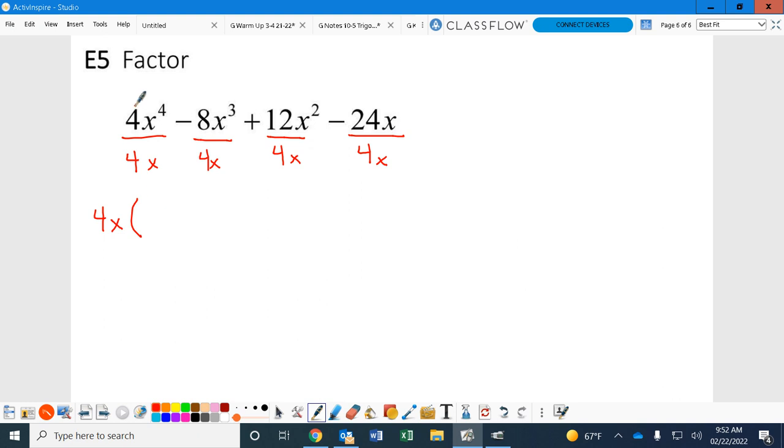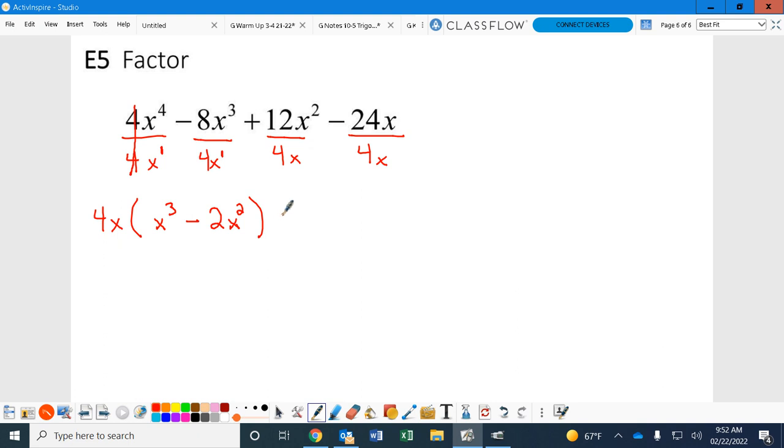The 4's cancel out, and then 4x to the 4th and x to the 1st. You're going to subtract those exponents. Guys, when you divide, you subtract the exponents on those like bases. So we got an x here and x here. 4 minus 1 is going to leave you x to the 3rd. Minus 8 divided by 4 is going to be 2. X to the what? 2nd. Because we do 3 minus 1, and 3 minus 1 gives us 2x to the 2nd.